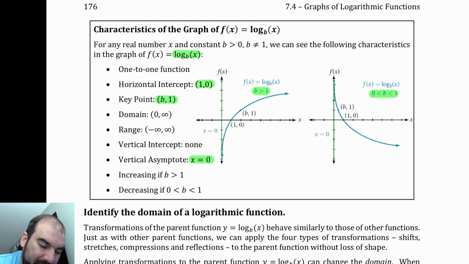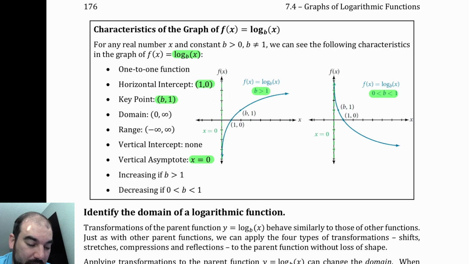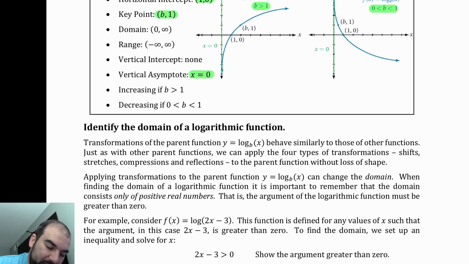Domain and range you should pay attention to, but not necessarily have to worry about when you're graphing. Mainly these 3 things will help you graph, right? The horizontal intercept is always at (1, 0), and that is the reflected form of (0, 1), because remember, exponential growth or decay functions all went through (0, 1). So the reflection of that would be (1, 0). So horizontal intercept at (1, 0), and then the key point is going to be at (b, 1). As long as you graph those 2 points and then put your vertical asymptote at 0, you should easily be able to graph logarithmic functions.